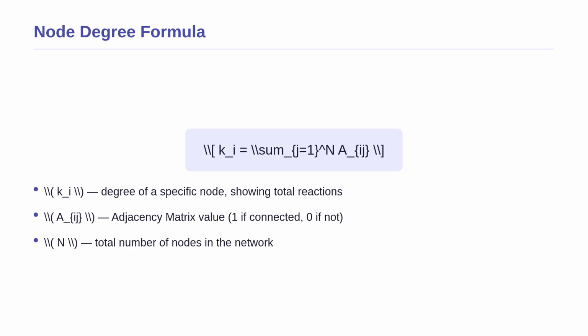Now that we have built our graph, we can analyze it. A key metric is the node degree, which tells us how many reactions a metabolite is involved in. The formula is k_i equals the sum of a_ij from j equals 1 to n. Here, k_i is the degree of the specific node. a_ij comes from an adjacency matrix, which is 1 if there is a connection and 0 if not. N is the total number of nodes. A high degree means the metabolite is a massive hub, while a low degree means it might be a dead end.